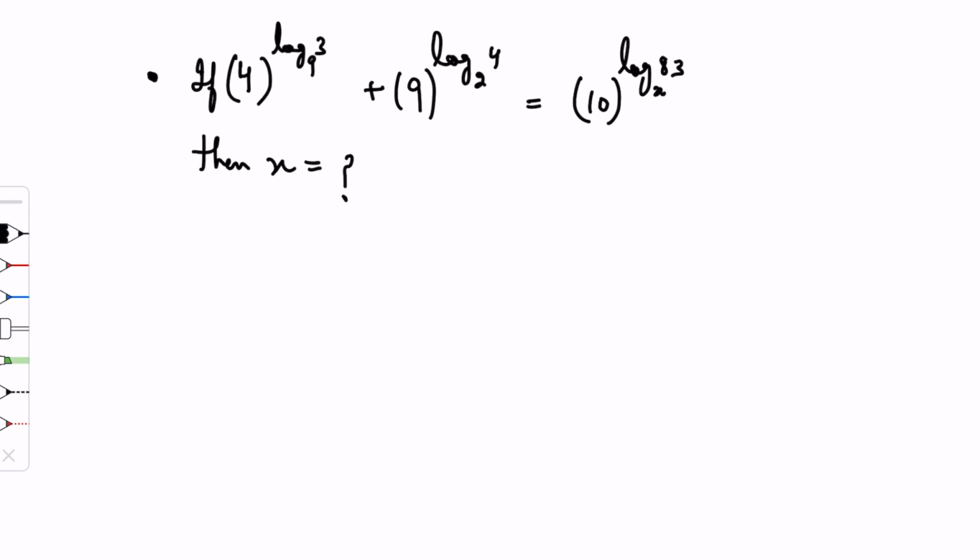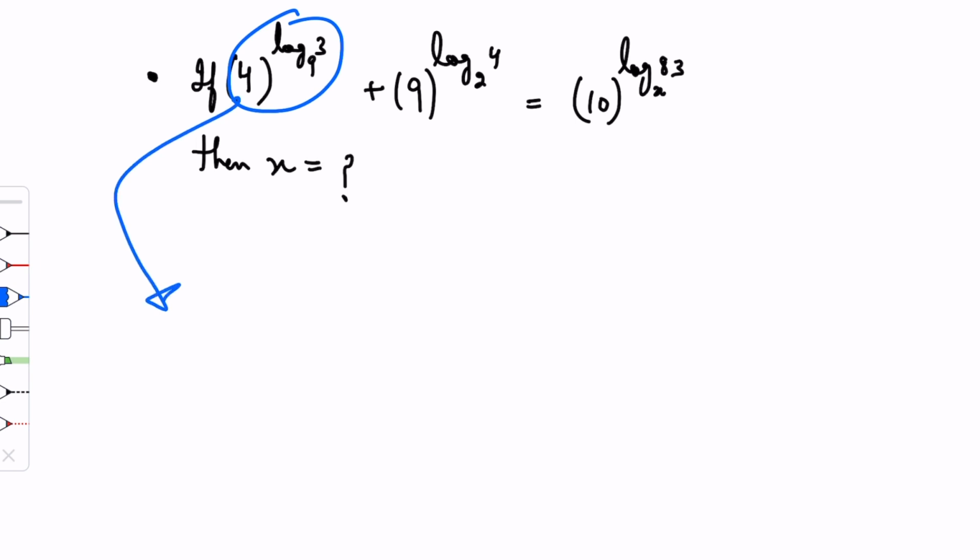Very simple problem. So we are given this equation where 4 raised to the power of this number, which is log 3 base 9, plus 9 raised to the power of this number, log 4 base 2, is given to be equal to 10 raised to the power log 83 base x, and we have to find what x is. Right, so it's a simple problem. We just need to use the properties and simplify all these three components. So let's do that.